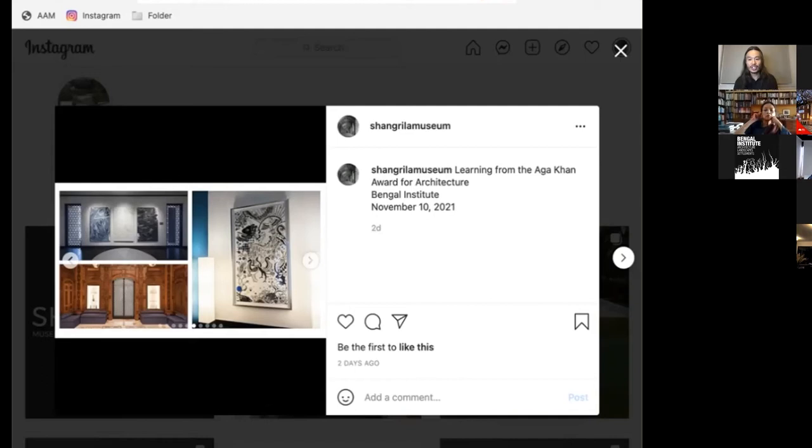Some of the notable accomplishments in terms of the change, and I want to include that in this image here, is the 2016 reopening of the Moroccan Room Gallery.